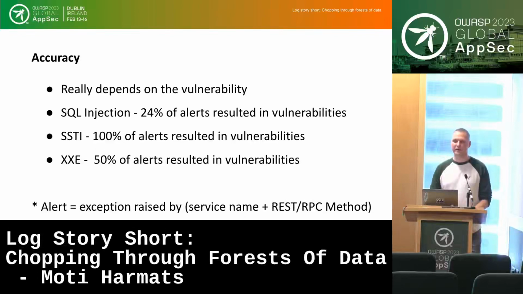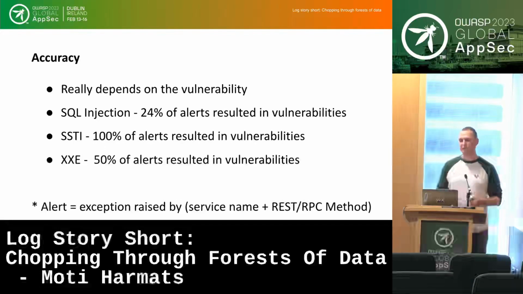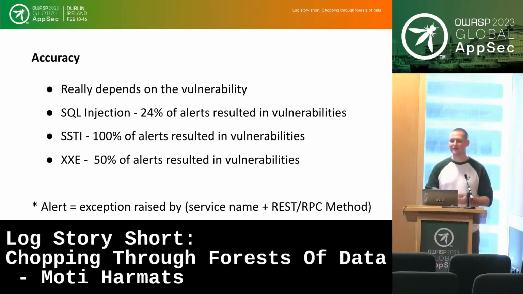Accuracy. So it really depends on the vulnerability type. There are these rules that generate a lot of false positives. For example, SQL injection, 76% were actually false positives. So from all the alerts that we got, only 24% resulted in real vulnerabilities. That is because of the empty in clause, which annoys me until today.